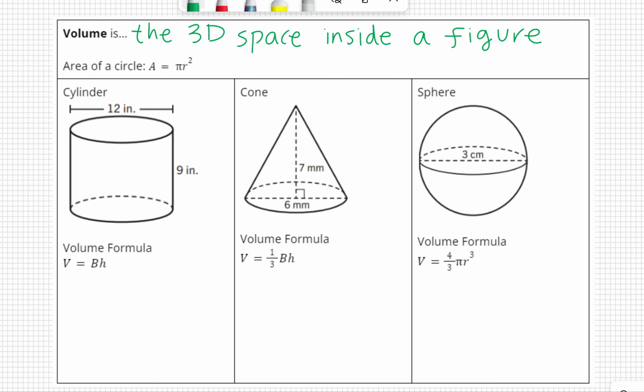Let's look at our first figure. It's a cylinder, and our formula for the volume is the base times the height, or the area of the base times the height. I'm actually going to annotate it here. So that capital B means area of the base, and the H is the height.